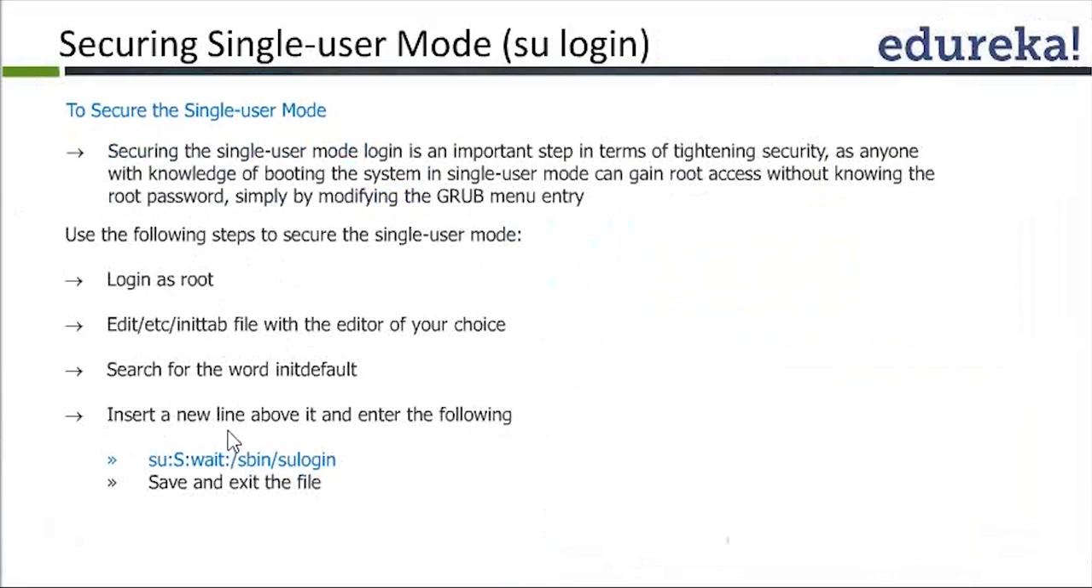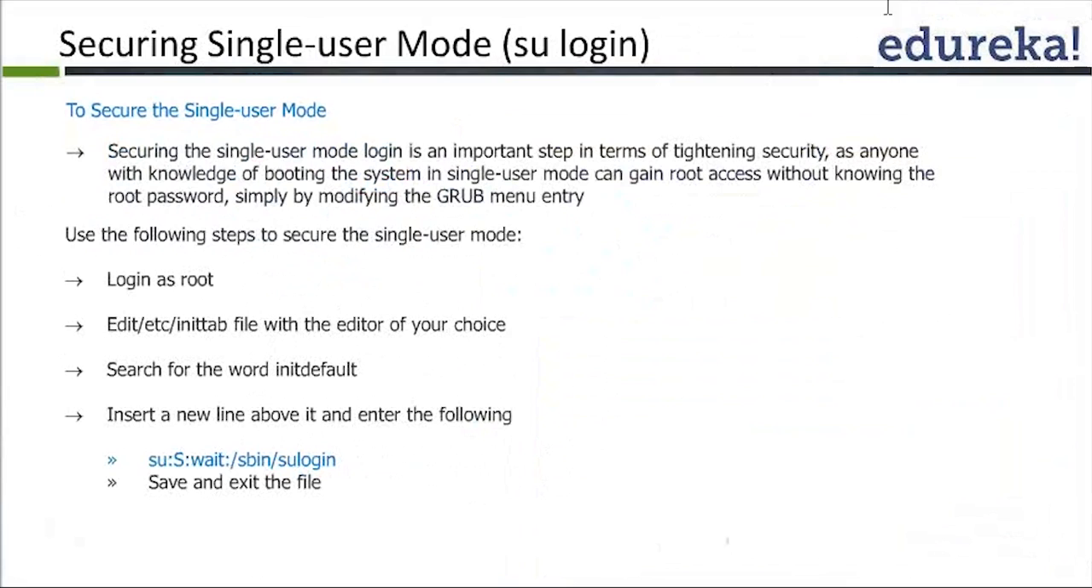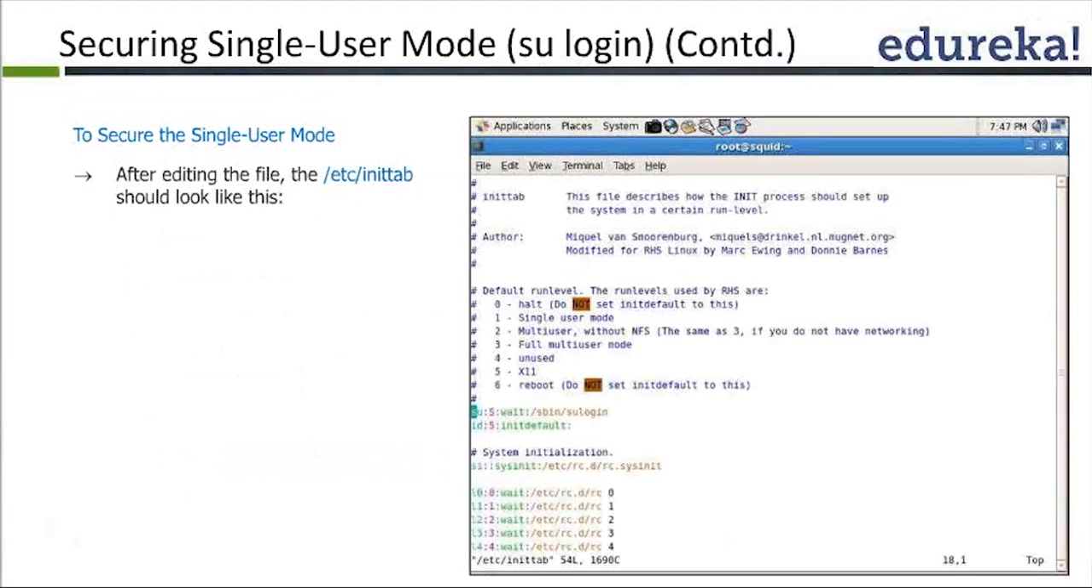We need to insert a line above it, searching for initdefault. I'll show you in my configuration file. You just have to go to the end of the file. There is something called initdefault, above which we need to mention this particular line: sq colon wait. So before the user logs in, he needs to provide the password. Once you make an entry there, you need to provide the password first before entering single user mode.